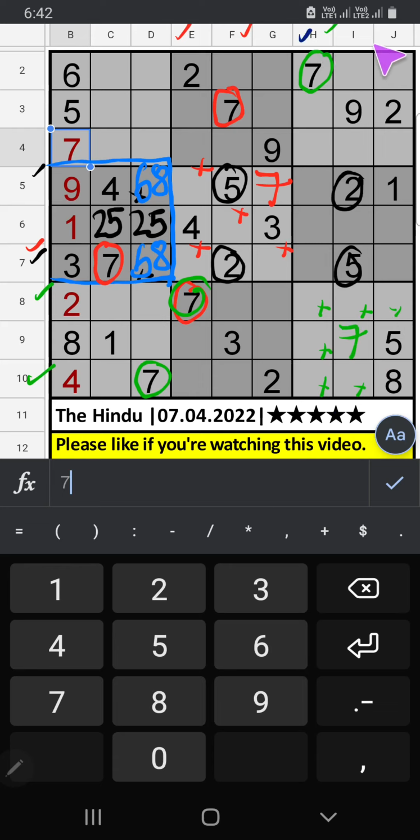Column H, column I, 7th row and 5th row, we have 7. So 7 can't come in these cells. Then 7 is confirmed here. 6th row and 7th row, we have 3. So 3 can't come in these cells. Then 3 is confirmed here.